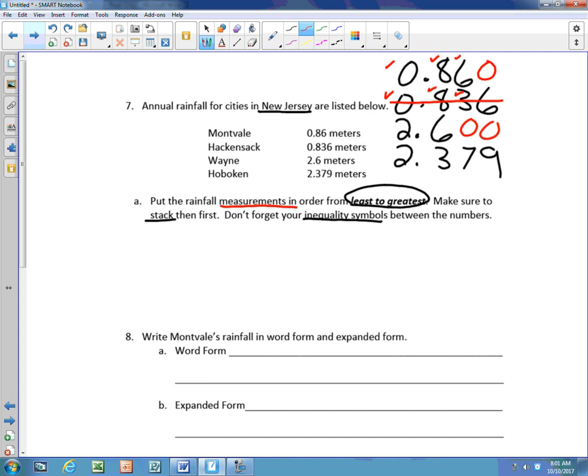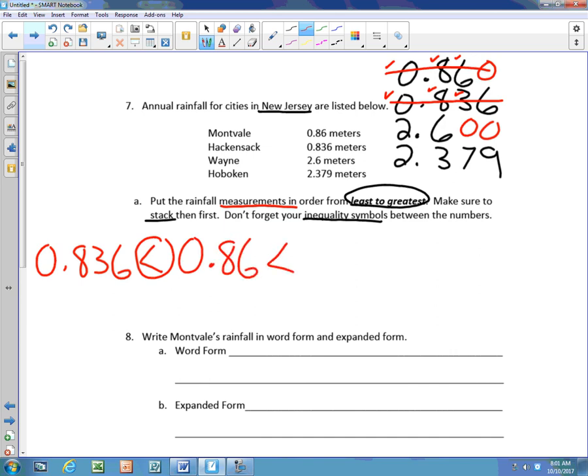So I'm going to write it. And it's the smallest, so it gets the is less than symbol. Now I go back up here again. The other one that has a 0 in the ones place is right here. So we're going to rewrite it. Is less than again. Now we look at these two. They have a 2. Then there's a 6 and a 3, so we know this one is smaller.